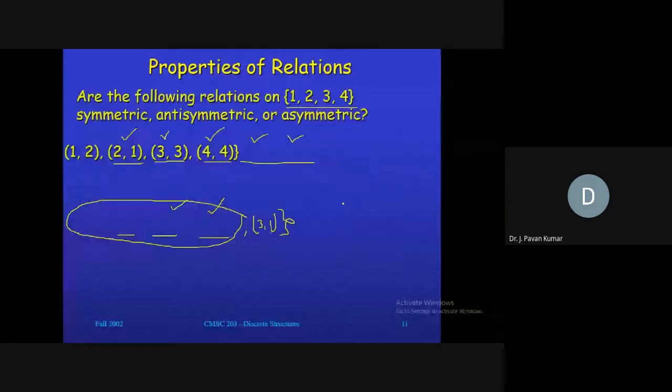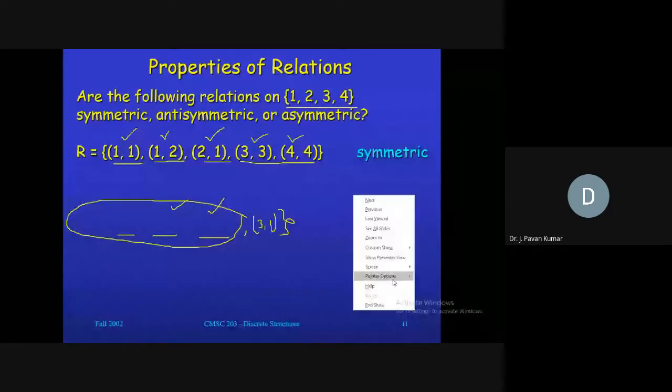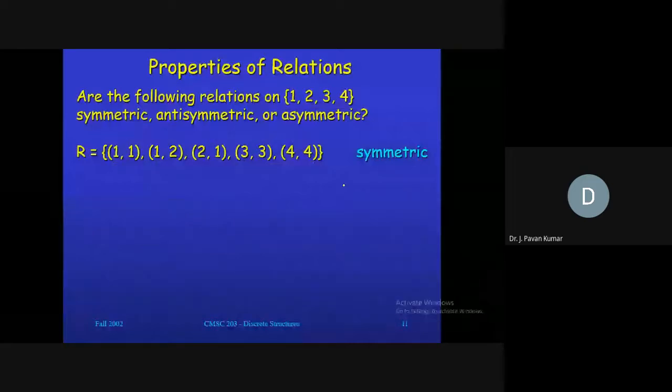Okay, let us consider the examples once again. Now we have understood what is symmetric, what is asymmetric, what is anti-symmetric as well. Now, is this anti-symmetric? No, sir. Why? Because 1 comma 2, 2 comma 1, it is the counter case, so it is not anti-symmetric.